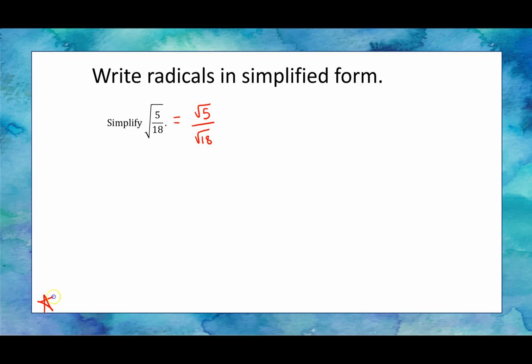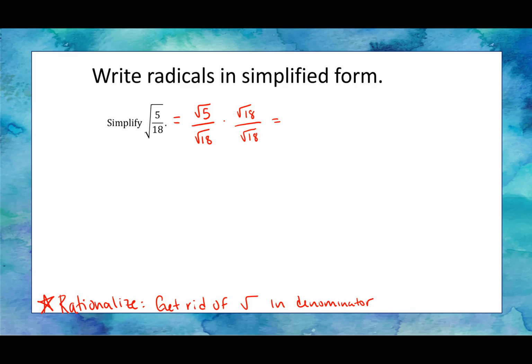Now, what does rationalize mean? It means basically we want to get rid of the square root in the denominator. Okay, now how do we do this? Well, we're going to multiply by the square root of 18 over the square root of 18. And we can do that because the square root of 18 over the square root of 18 is simply 1. So we're multiplying by 1.